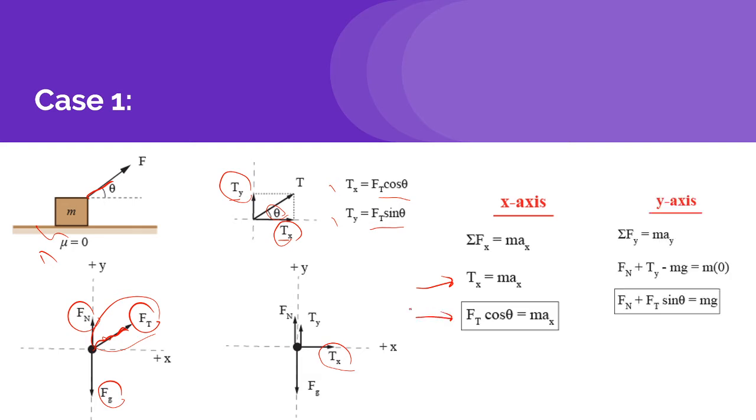max. And on the y-axis, you have basically 2 forces going up, 1 force going down, but this object is not moving up and down, so that means your acceleration on the y-axis is 0. So that means forces going up is equal to forces going down. So Fn plus Ty, which is Ft times sine theta, is equal to mg.